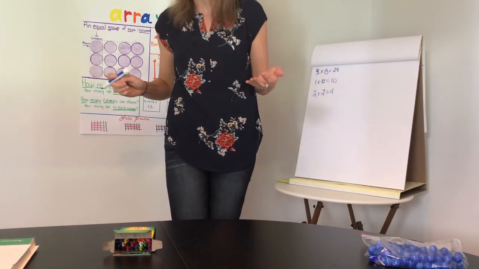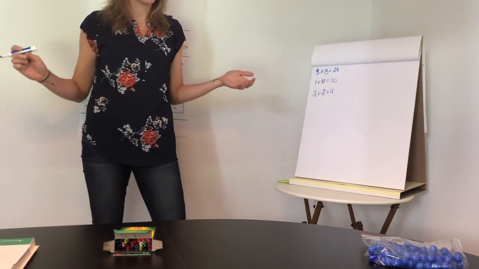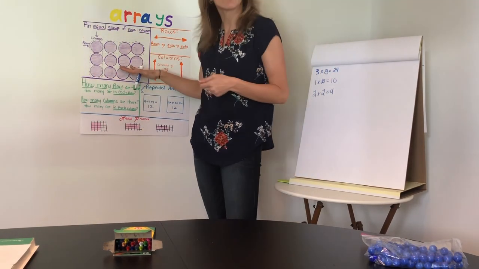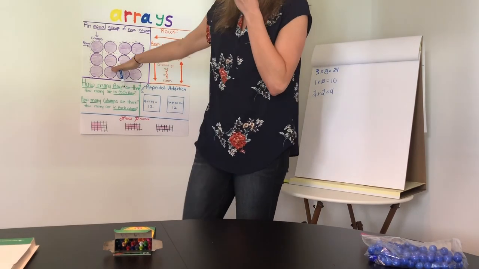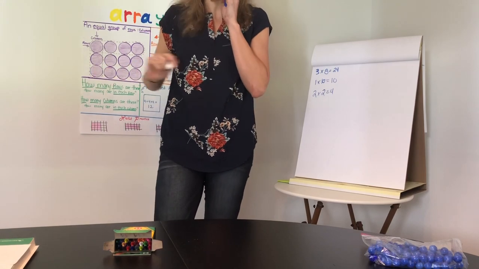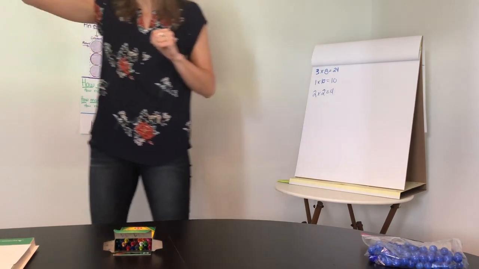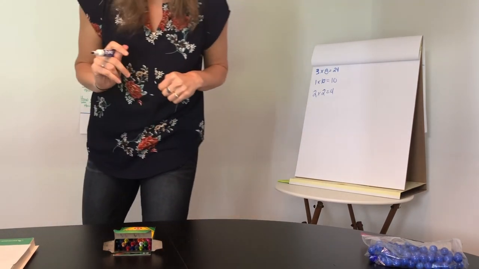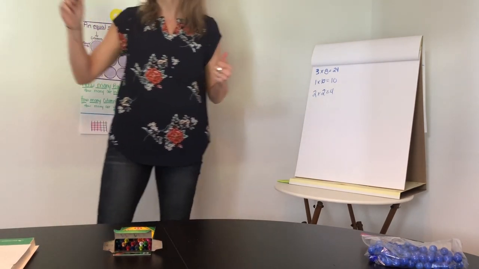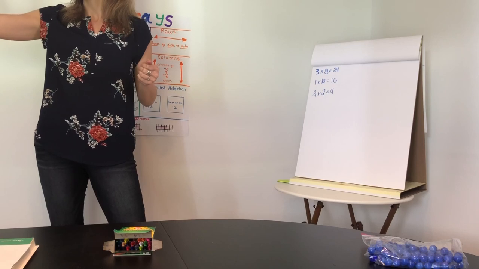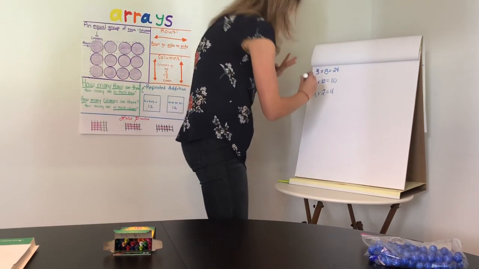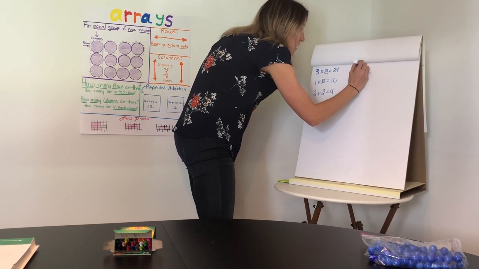What else do you see that is in an array? Now remember, we've got our rows and we've got our columns, and that's what makes our array. What do you see? Oh, the window. You're right. The window is in an array. And how many rows does the window have? Let's count it. 1, 2, 3, 4. There are 4 slats in that window.